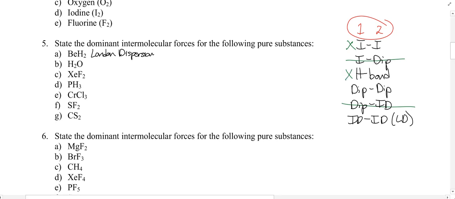Now, is it polar or nonpolar? How do we figure this out? We need to draw the molecule. If I draw PH3, it looks like that. Okay, polar or nonpolar? Well, what's the shape? It's trigonal pyramidal, which means that it is not a balanced molecule. So I would call that polar, and because it's polar, the dominant intermolecular force is going to be dipole-dipole.